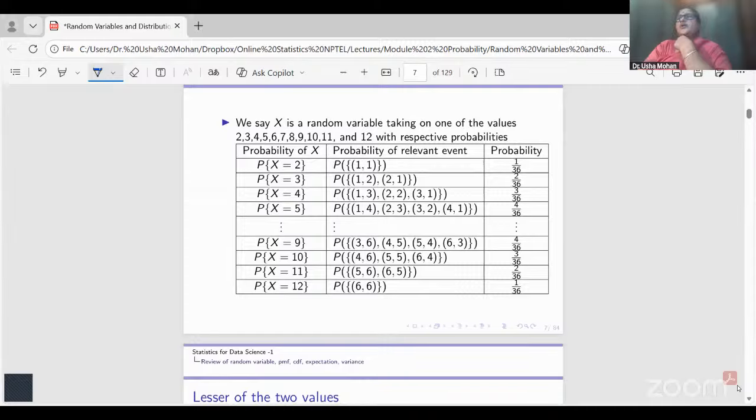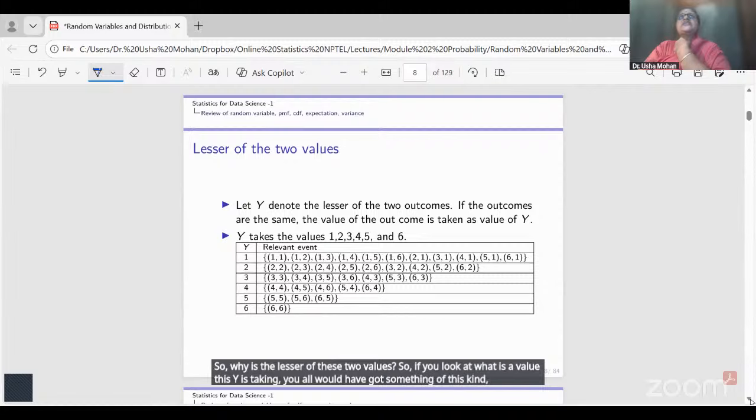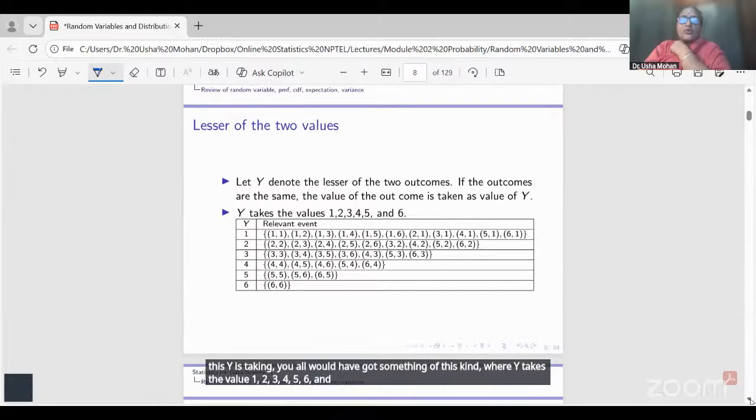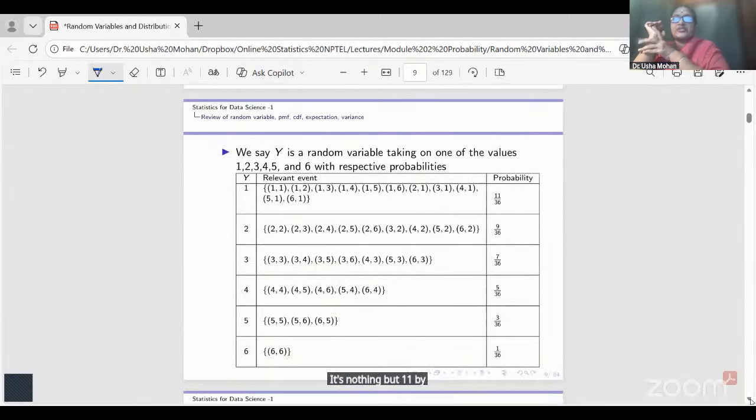Okay. So y is the lesser of these two values. If you look at the value y is taking, you would have got something of this kind, where y takes the values 1, 2, 3, 4, 5, 6, and probability y equal to 1 is 11 by 36, y equal to 2 is 9 by 36, up to y equal to 6 is 1 by 36. Is it clear till here?